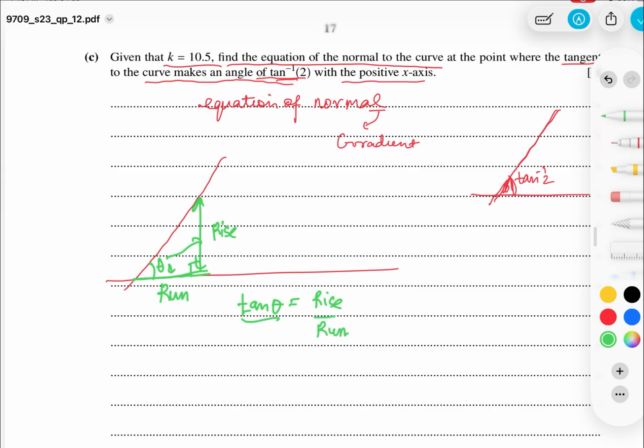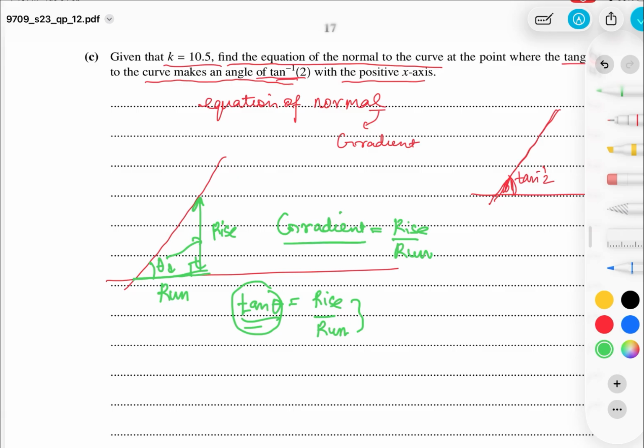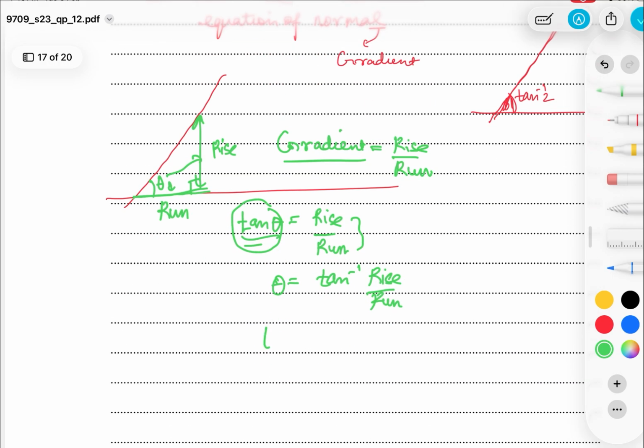Okay, so tan theta is the slope of this. Tan theta is the gradient of this tangent. See, gradient is also rise upon run, and tan theta also equals rise upon run. It is the same ratio. The ratio of rise upon run is also known as tan theta, or we call it the gradient as well. In this question, theta equals tan inverse of rise upon run. Okay, so tan theta equals rise upon run.